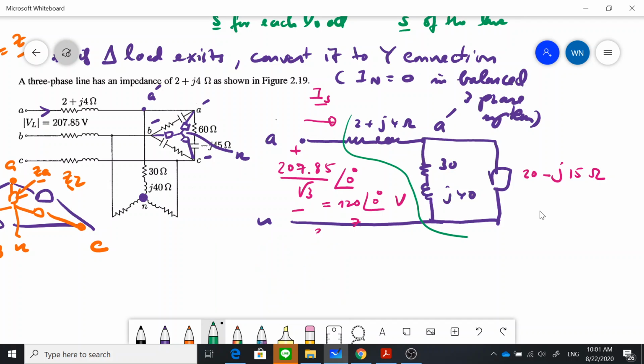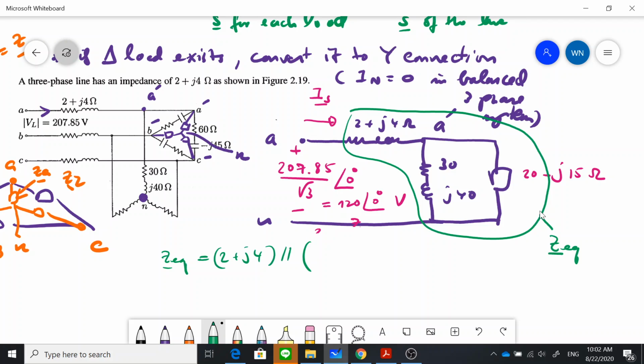You need to find the total impedance over here, and you apply the voltage at this point with the equivalent impedance, and you could find the IS. So let's determine this ZEQ, the total equivalent impedance. The ZEQ here is this 2 plus J4 in series with these two in parallel. So this means that this is 30 minus J40 in parallel with 20 minus J15.